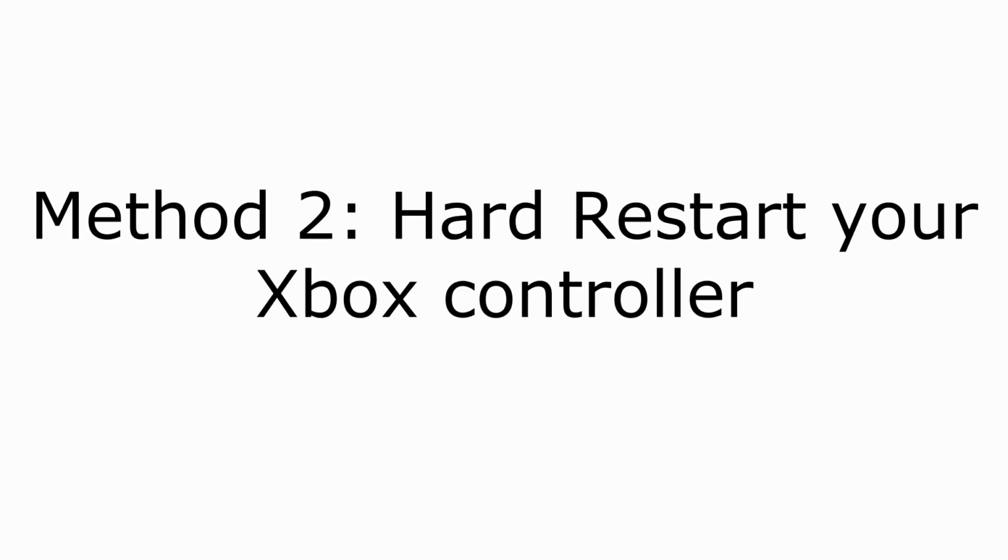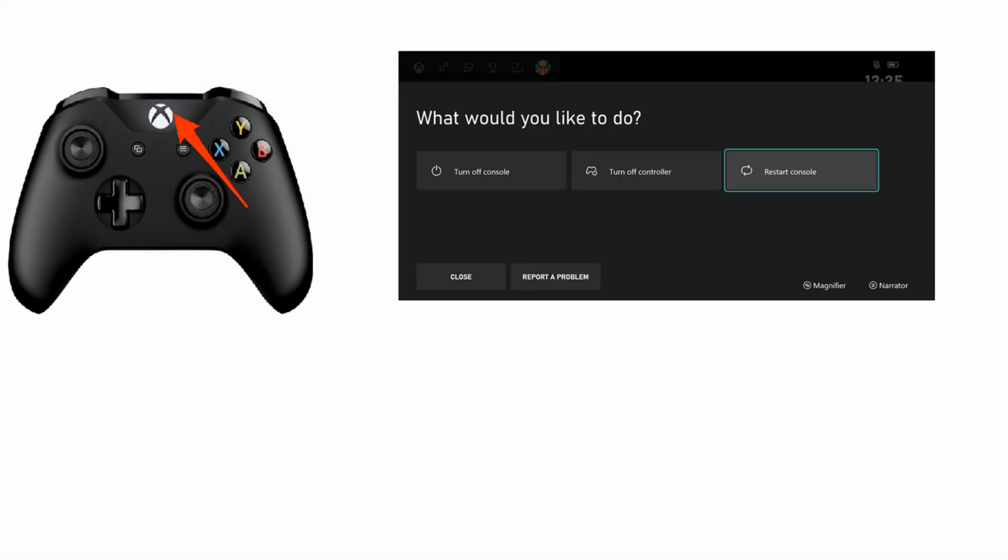Method 2. Hard restart your Xbox controller. First, restart your Xbox console. Next, press the Xbox button to open the guide. Now, ensure that after pressing the Xbox button, the guide opens on the other side of the screen of the console. Choose the setting option, then, choose Restart Console. Finally, click on the Yes button to restart the console.